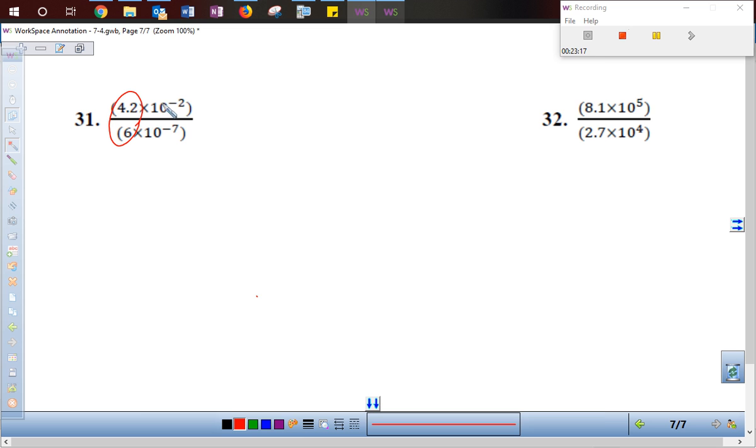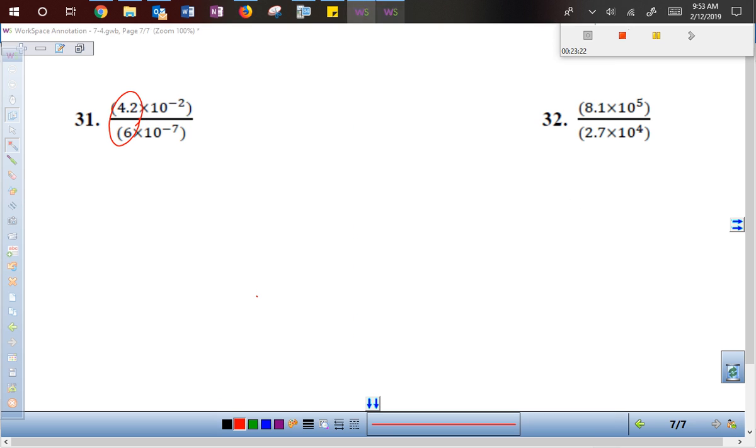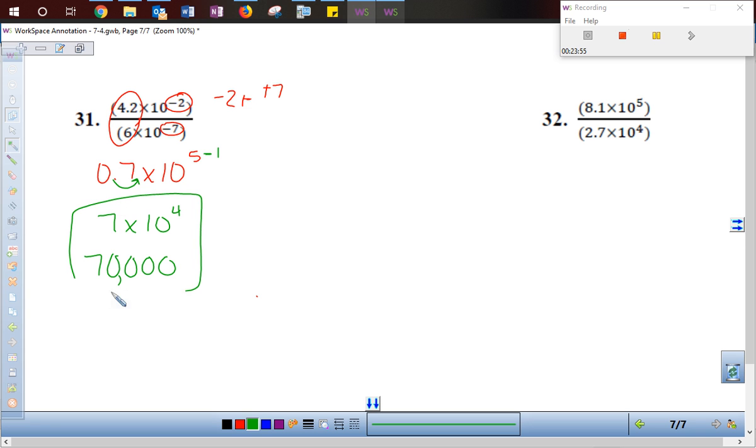Okay, 31, we're going to take that 4.2 and divide it by 6. And I'm going to get 0.7 times 10. And now I'm going to take that negative 2 and subtract negative 7. And that's going to give me a positive 5. But pay attention, this is less than 1, so it needs to be greater than 1. So I'm going to move it 1 to the right, which will be 7 times 10. So since this got bigger by 1, this needs to get smaller by 1, which will give me to the 4th power. So that's 7 followed by 4 zeros, 70,000.